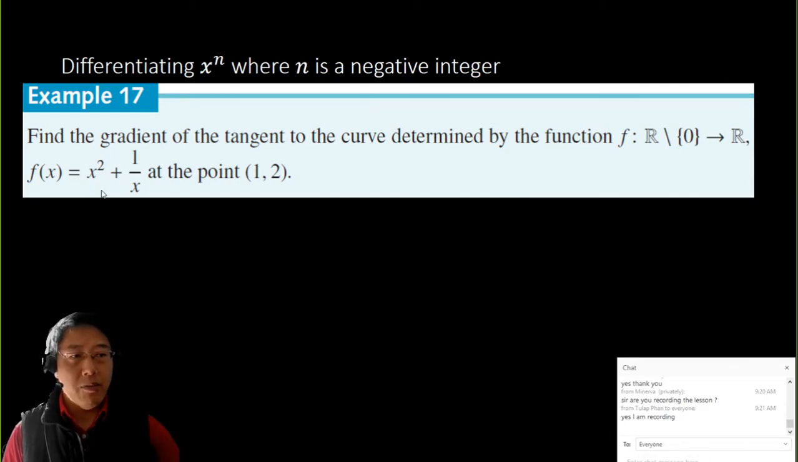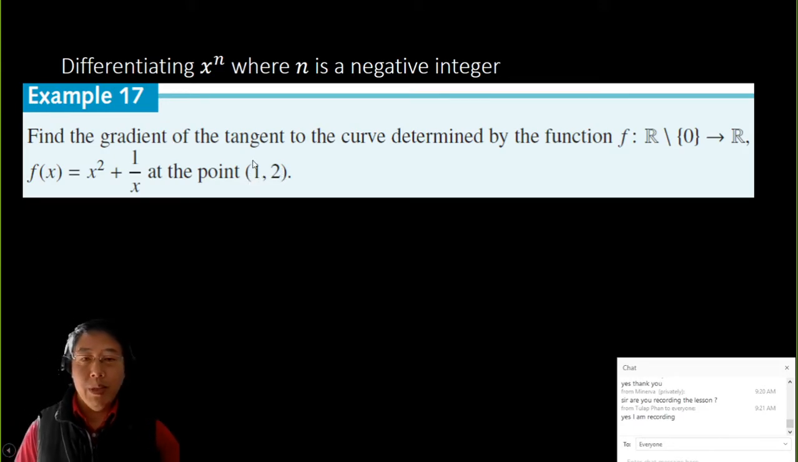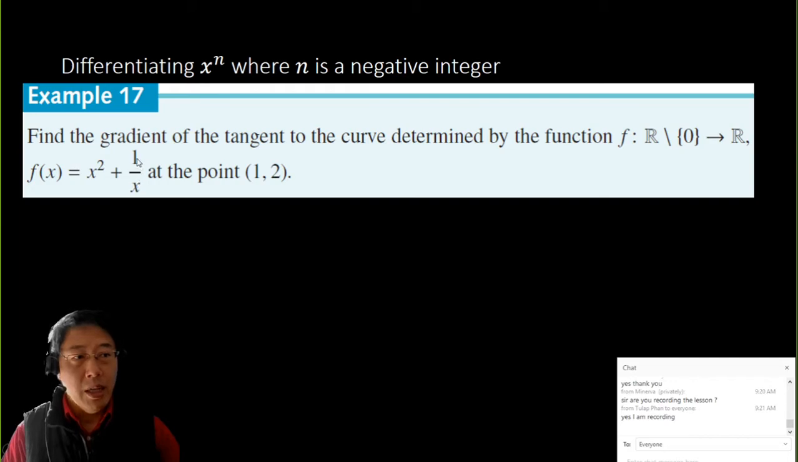So the function is given to you here. Notice the domain, just be mindful always with the domain, it excludes 0. Now the point will be 1, 2, so the value x equals 1 will be used to substitute into your first derivative. So you have your function here. Here is a polynomial function, and you need to change the power to a negative. Okay, so this is equivalent to x to the power of -1.